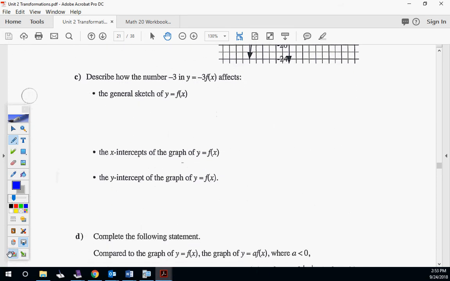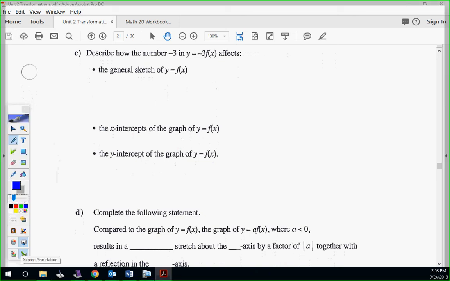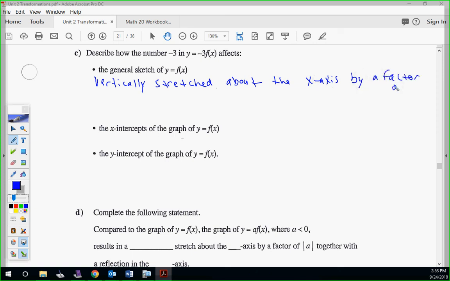So describe what happened. What happened is that we had the general sketch of y equals f of x, and it was vertically stretched about the x-axis by a factor of 3. It was reflected over the x-axis. Those are the two things that happened.